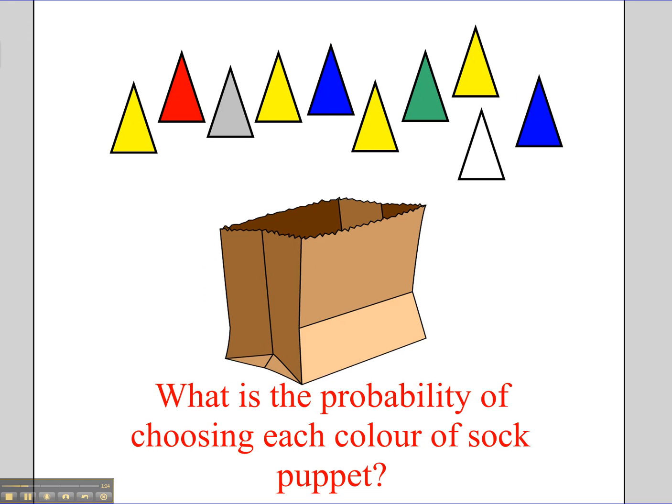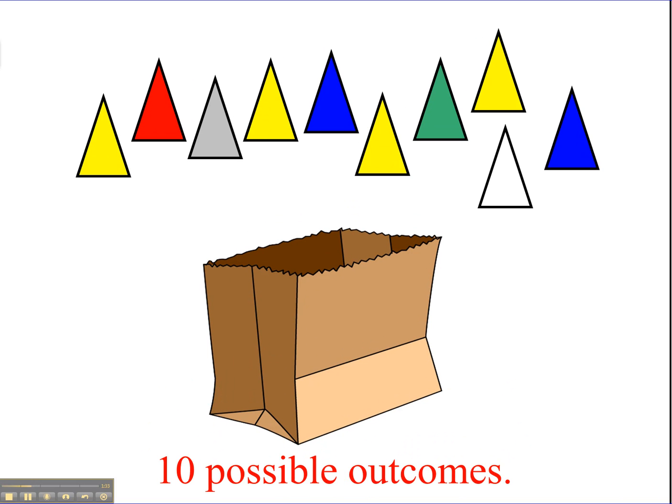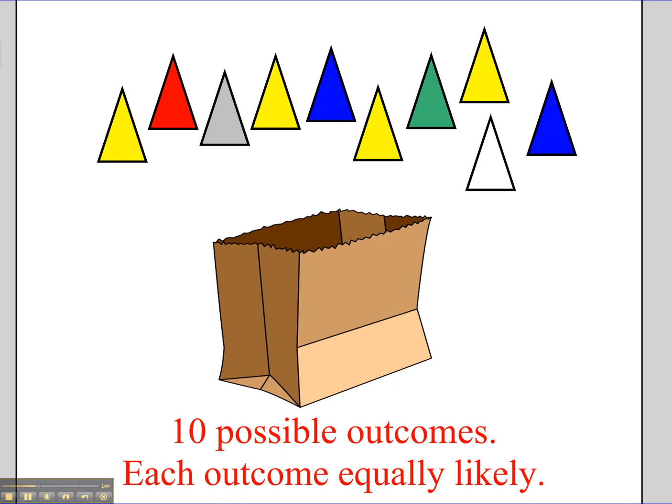So the question for our page here is, what is the probability of choosing each color of sock puppet? Ole is the person who evaluates Jason's experiment, and he says there's 10 possible outcomes. That means there's 10 possible things that could happen in this experiment. Each outcome is equally likely, which means that it's just as likely that we would choose this yellow one as it is that we would choose this gray one or this blue one or this green one. Now, there's obviously more yellow colored sock puppets and more blue colored sock puppets than any of the other colors. And we're going to talk more about that a little bit later.